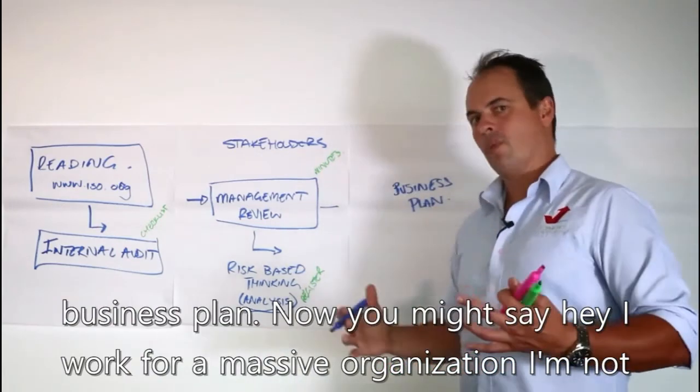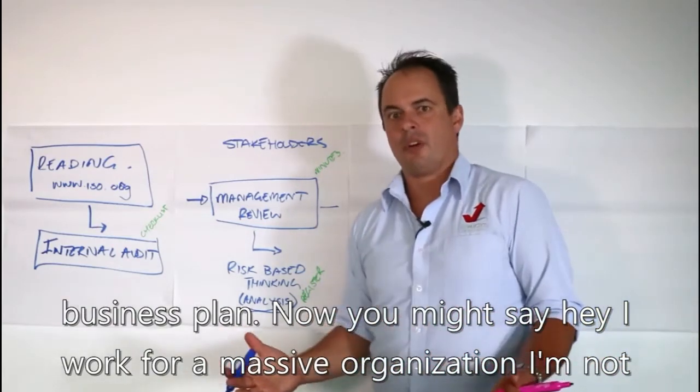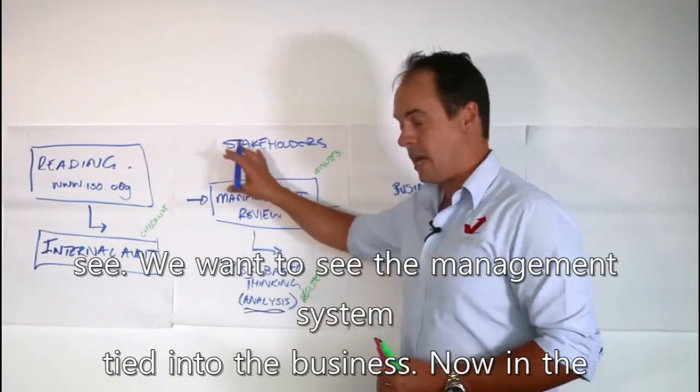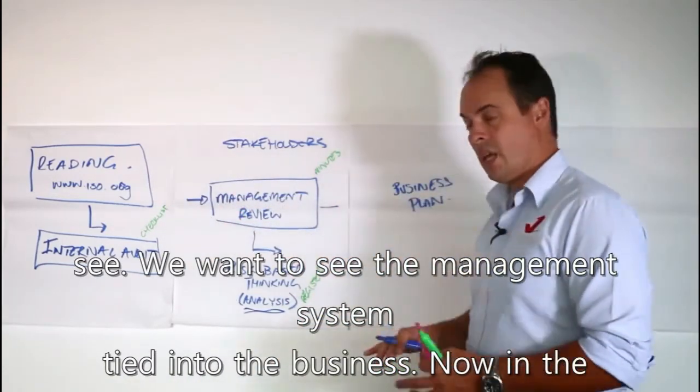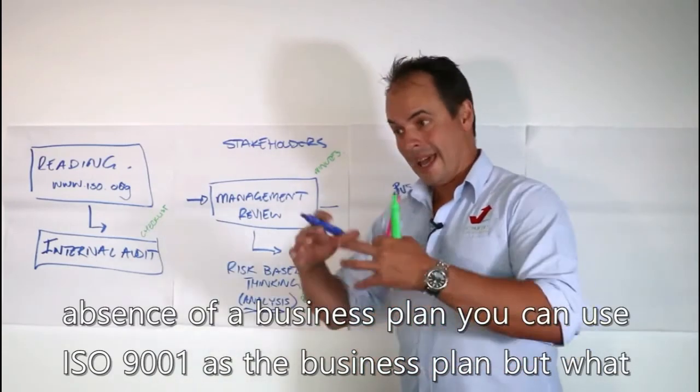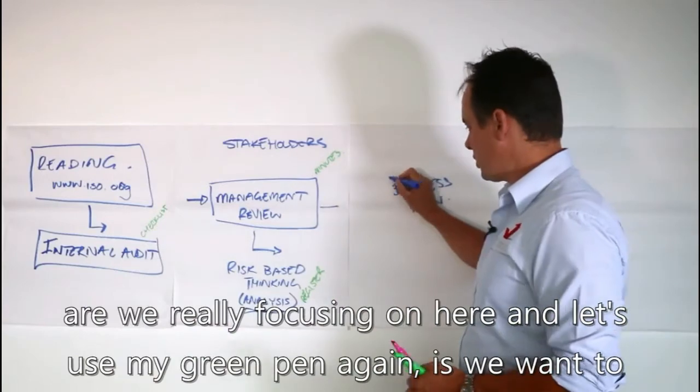Now you might say, hey, I work for a massive organisation, I'm not involved in the business plan. Well, that's not ultimately what we want to see. We want to see the management system tied into the business. Now in the absence of a business plan, you can use ISO 9001 as the business plan, but what are we really focusing on here?